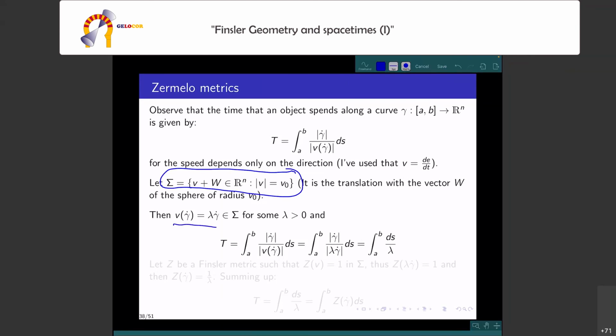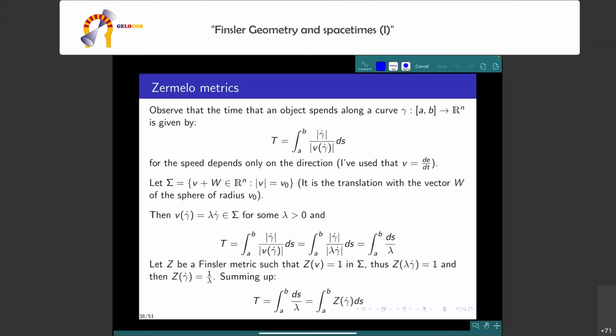Then we know that the velocity is equal to lambda times gamma dot. It's proportional to gamma dot. We don't know exactly who lambda is, but we know that lambda times gamma dot belongs to the indicatrix, because the velocity belongs to the indicatrix by definition. Then making this substitution in this formula, we obtain that the time is equal to the integral of 1 over lambda. So who is lambda? Let's see.